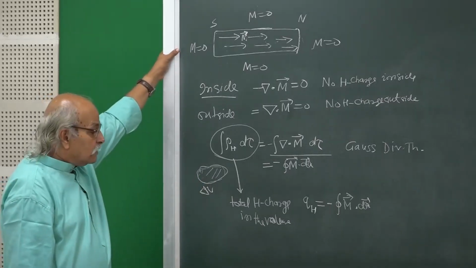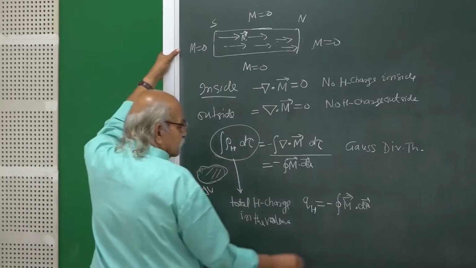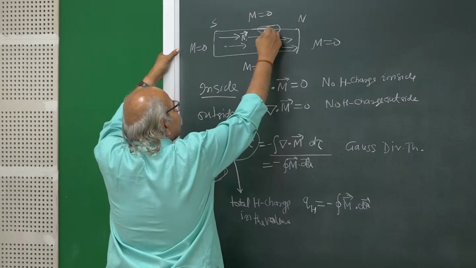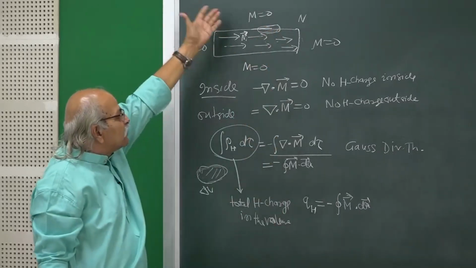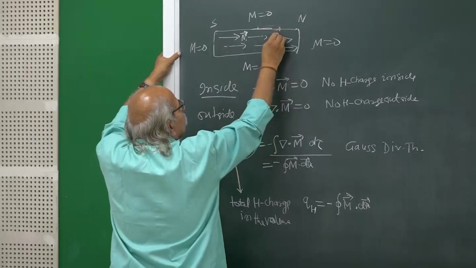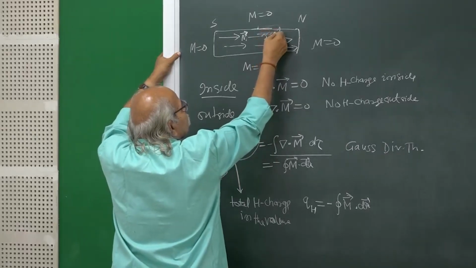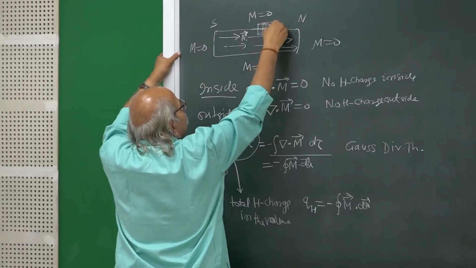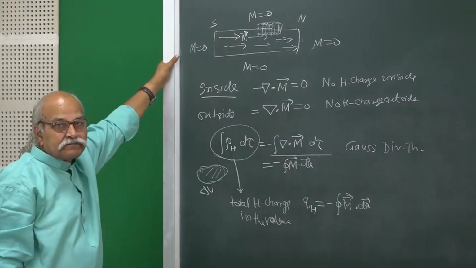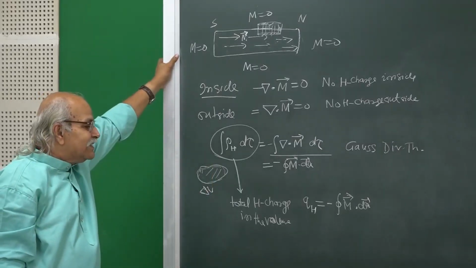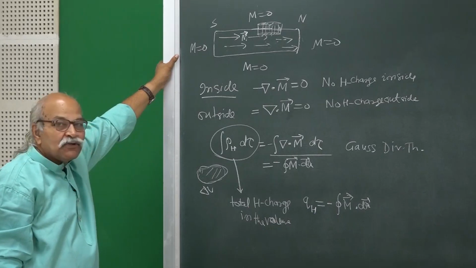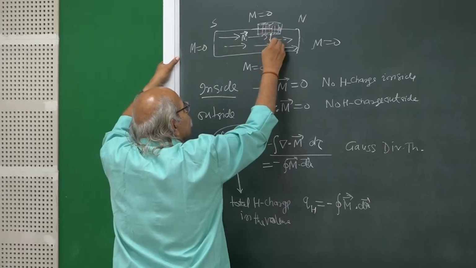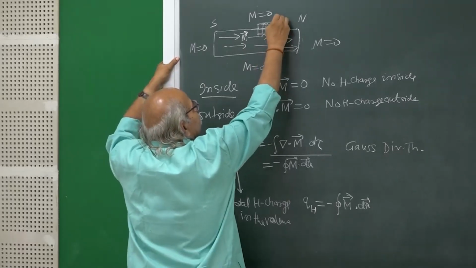Good. Now, let us take a volume somewhere here. Part of it inside, part of it outside, or you can take directly a plane area here, take a similar plane area here, and then connect the corresponding points and make a volume. What is M dot dA? What is the dA vector? Here the dA vector is in this direction, here the dA vector is in this direction.